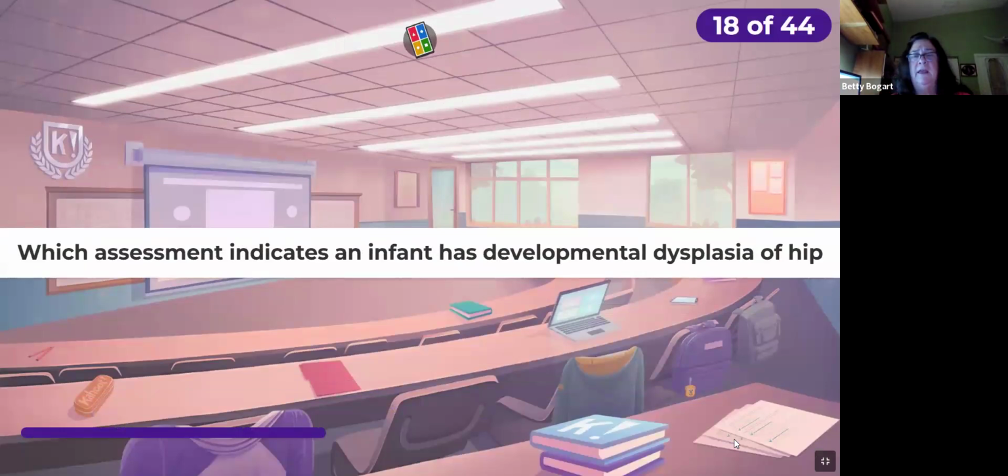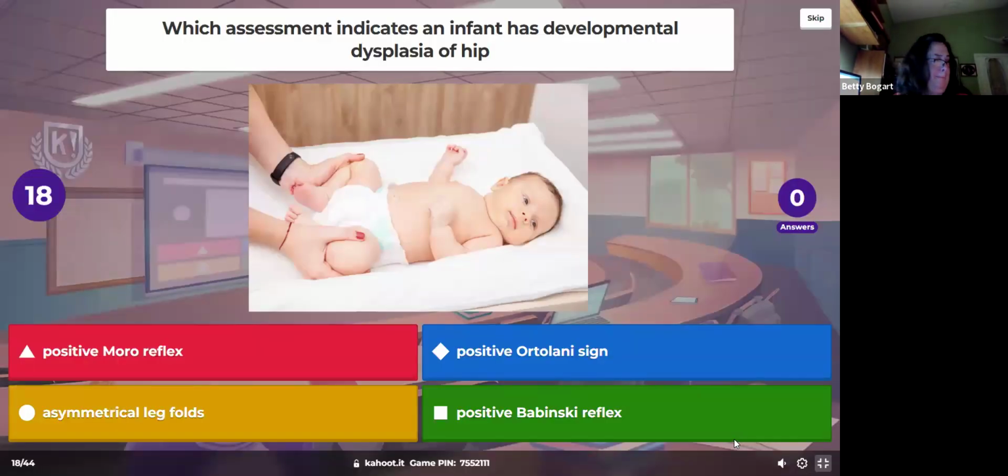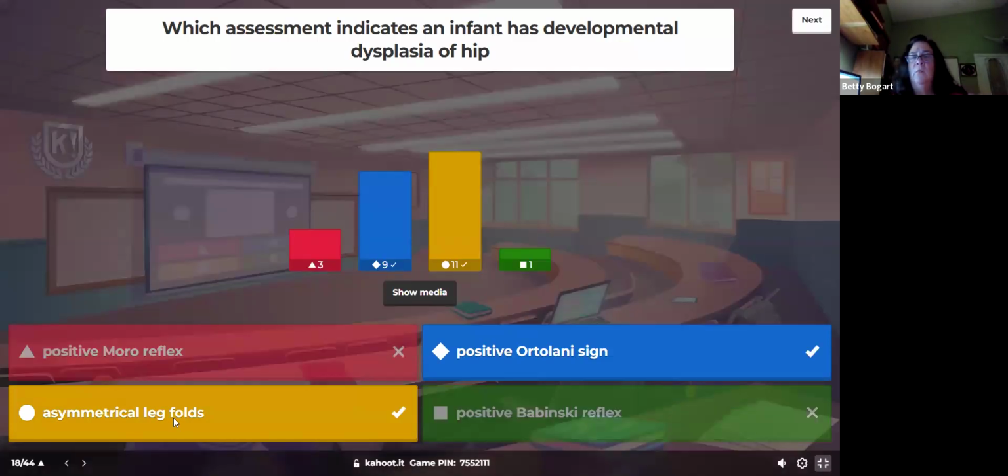What assessment indicates an infant has developmental dysplasia of the hip? So when you see a child that the hip is not in the socket, it's up here. So that leg on that side is going to be shorter. Okay, that's one of them. The gluteal folds, one will be crooked, one will be up and more than the other.